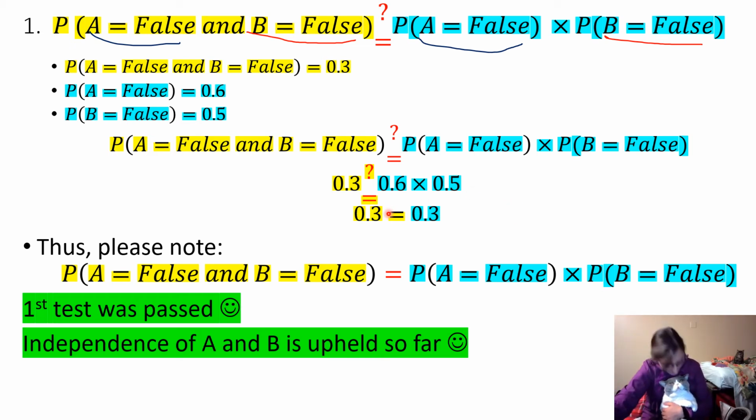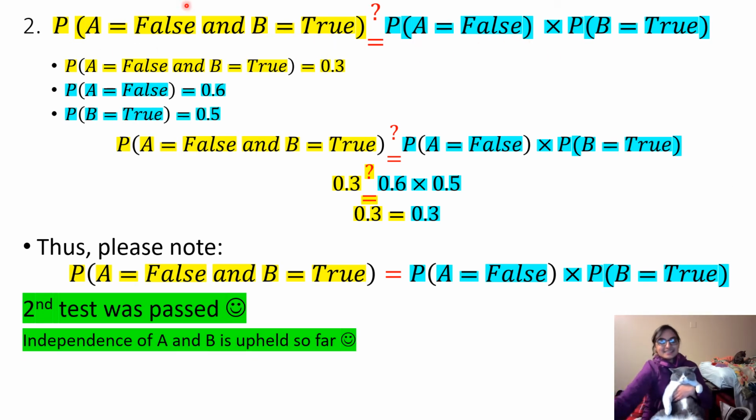So please note that the probability A is false and B is false is here equal to the probability A is false multiplied by the probability B is false. So the first test was passed. So the independence of A and B is upheld so far. So thus we can say that A and B are independent so far. The first test was passed.